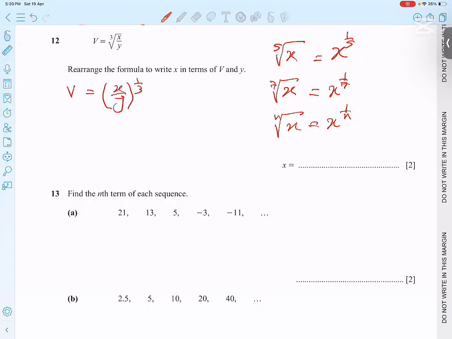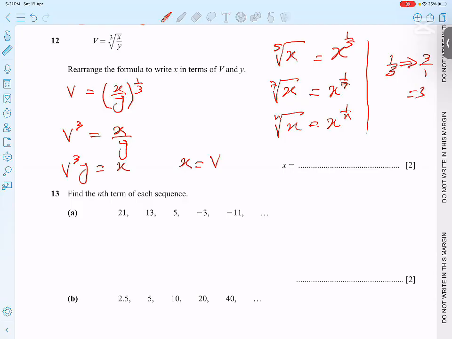Criteria number 2. Do you know we have many ways to solve this question? But I tell you one thing. When this power goes there, the power flips. So 1/3 will become what? 3/1, or we can write 3 also. So when this power goes there, it becomes power 3. So this is multiplied there, and we get v cubed times 2y equals x. So x, I got it, v cubed y.